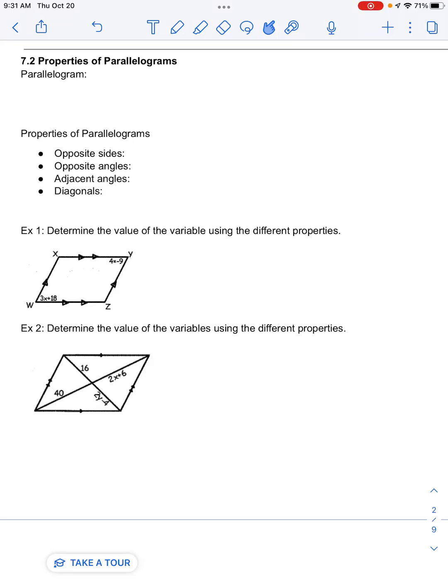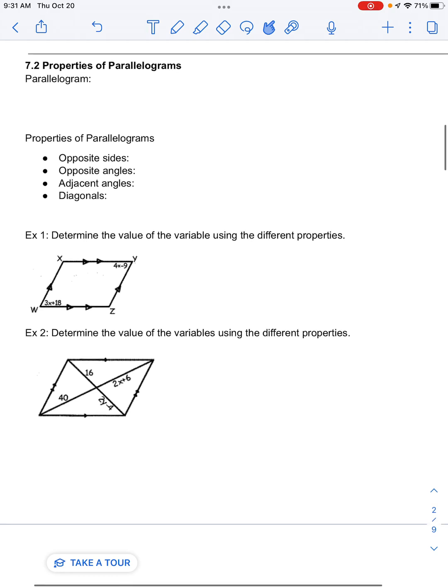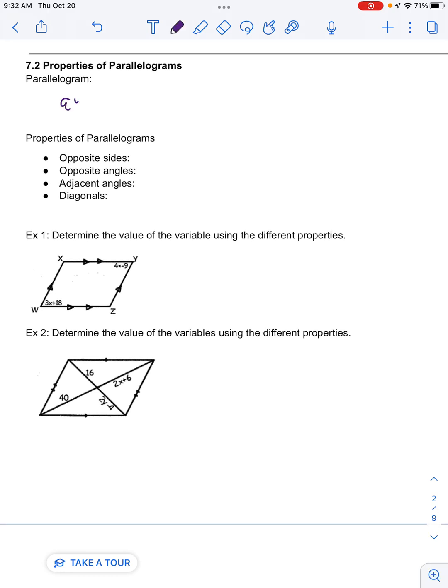We're going to be looking at the properties of parallelograms. A parallelogram is a quadrilateral with two sets of parallel sides. Now, there are different properties of parallelograms, and those properties happen to be what defines a parallelogram as well.